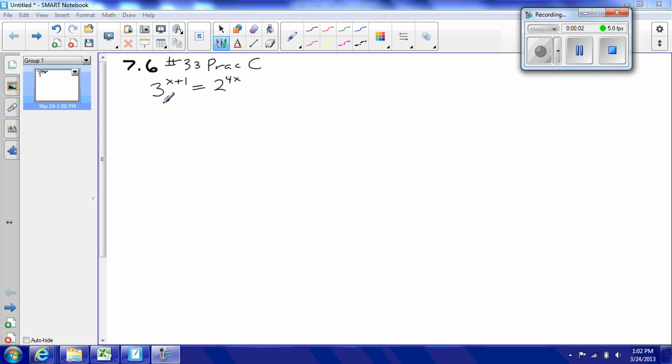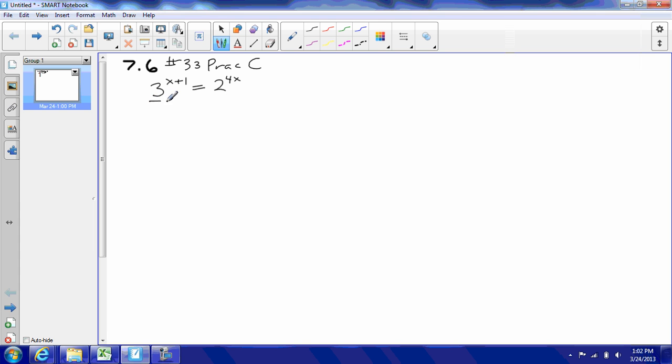This is a little bit different of a problem. We need to solve this exponential equation. But the problem is that this side here has a base 3, and this side here has a base 2. In the past when we were looking at solving exponential equations, we could take a logarithm of both sides.